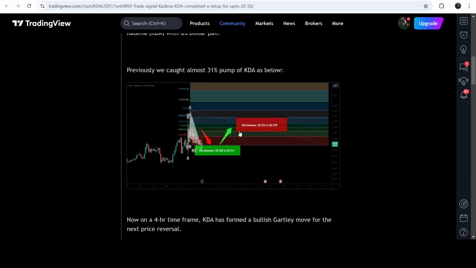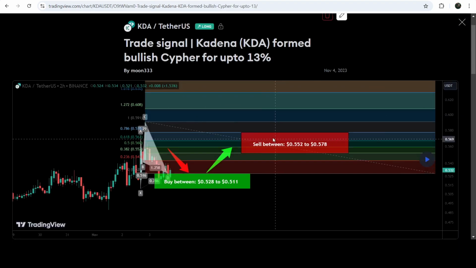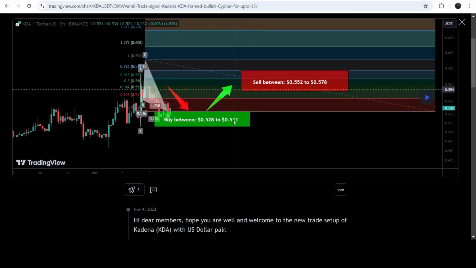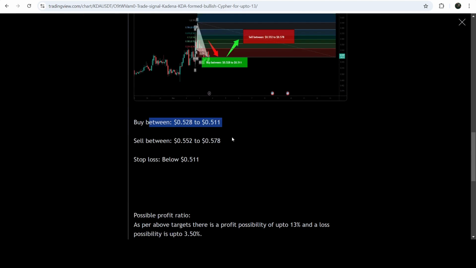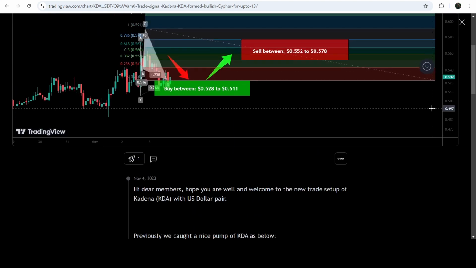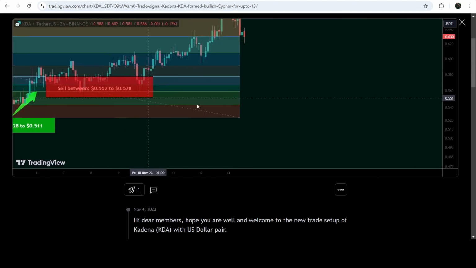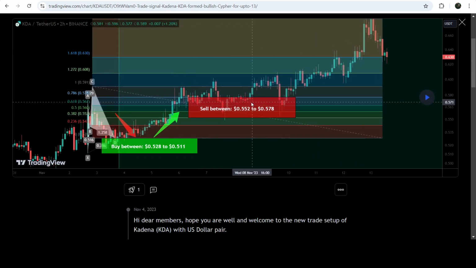And before that we got almost 31% pump, and this was a harmonic bullish reversal cipher pattern that KDA formed on a 2-hour time frame chart with US dollar pair, and this was a complete trade signal, a buying zone and the sell target zone and the stop loss. And now if I play this chart, then you can see that the price has nicely moved up from the buying zone and rallied beyond the sell target zone, and this was almost 31% pump.